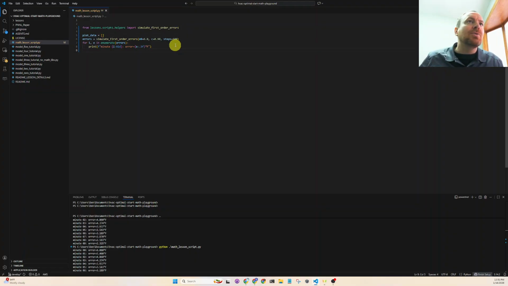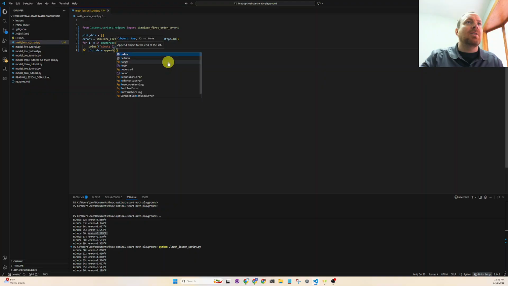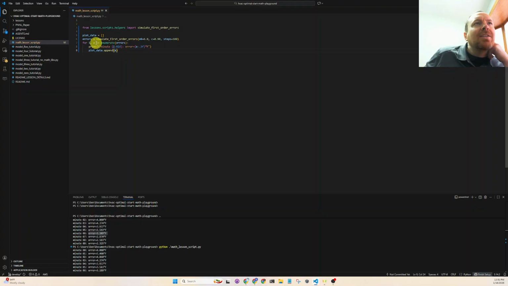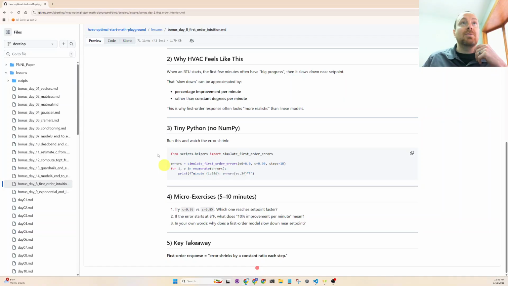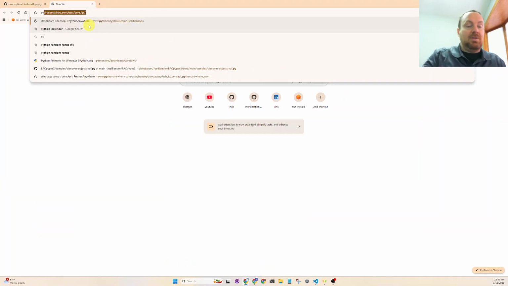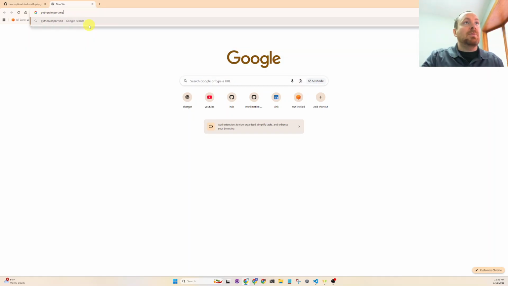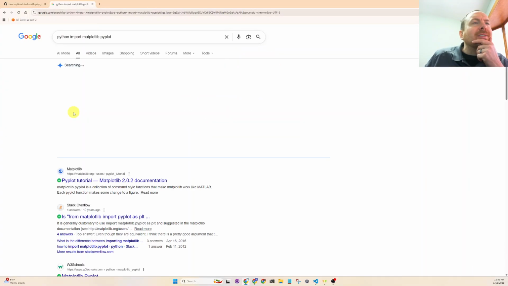And then I think we could even do, so we'd want to see what this looks like in a curve in the plot. So we could do plot data dot append error e. That's our error here. Whatever this is doing behind the scenes, it's generating this kind of cool looking thing. And then I think I'm just going to cheat here and go to Python import matplotlib pyplot, something like that. Can't remember the exact import.